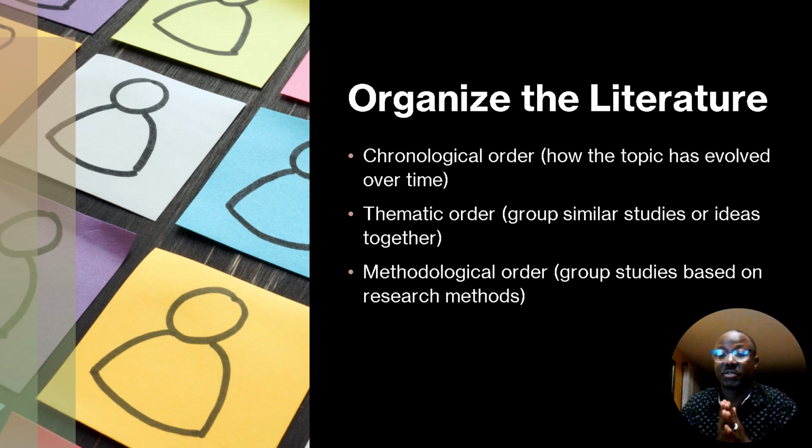Organizing your literature is very important. So you're going to do it in a chronological order, thematic order, or methodological order. When you are doing it in chronological order, it shows how the topic has evolved over time. Thematic order would be whether you're grouping similar studies or ideas together. It's the process of taking similar studies or ideas and grouping them together. Methodological order, group studies based on the research methods.